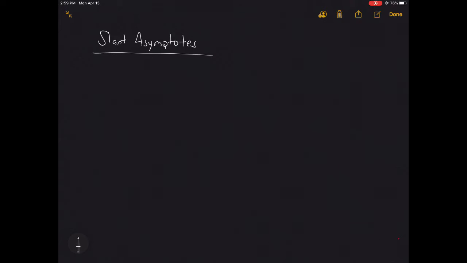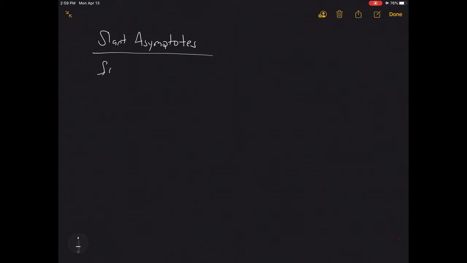Okay, slant asymptotes. The slant asymptote only occurs in one specific type of problem. In order for you to have a slant asymptote, the degree of the numerator has to be exactly one higher than the degree of the denominator. Let me give you a couple of examples.